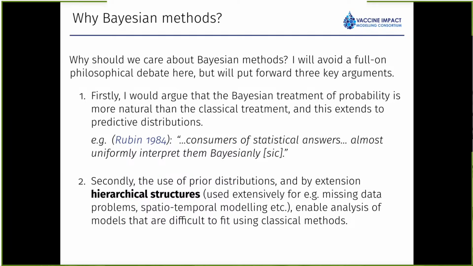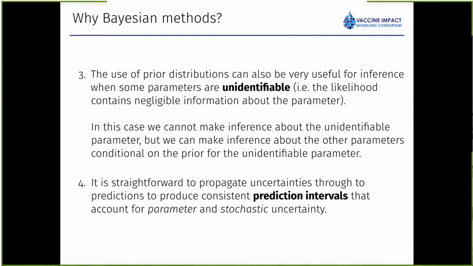Now, secondly, the use of prior distributions, and by extension, hierarchical structures, which we use a lot for things like missing data problems, spatiotemporal problems, and various other things, enable us to fit models that are very difficult to fit using classical methods, okay? And it also means that you can fit models where some of the parameters are what's called unidentifiable. So you might not have enough data to estimate a particular parameter, which your model depends on.